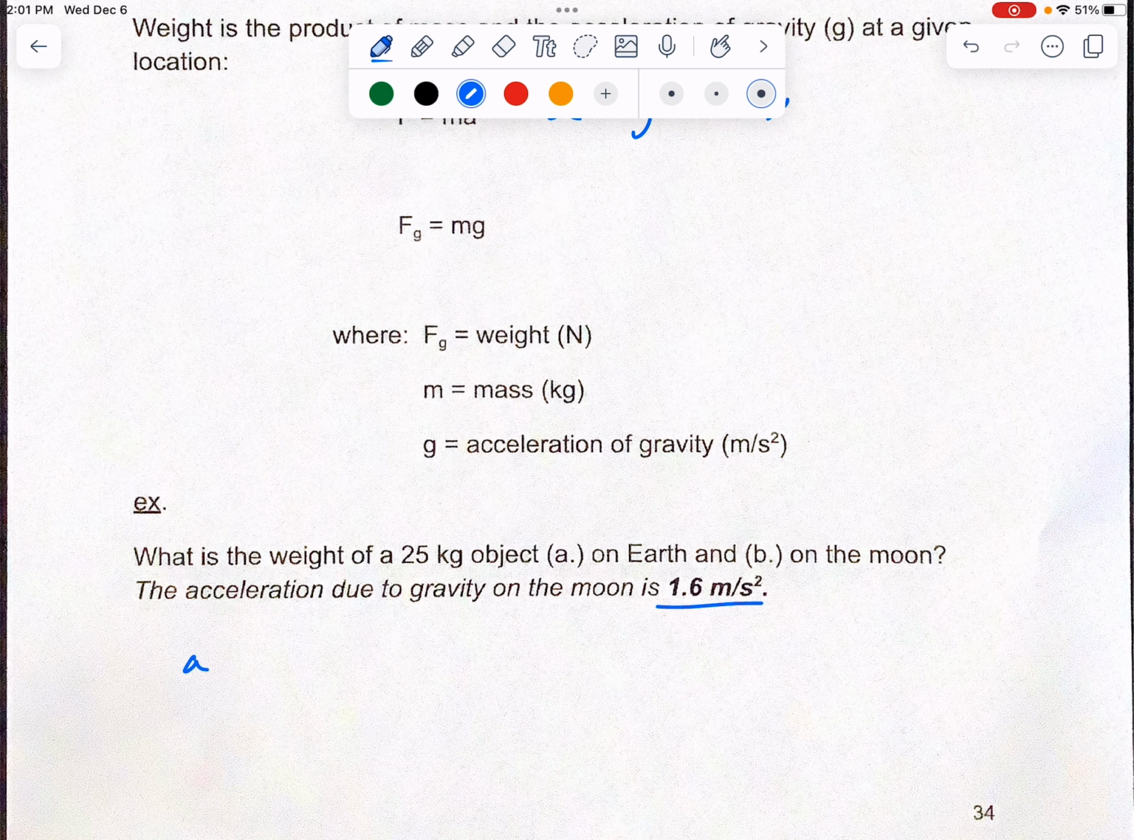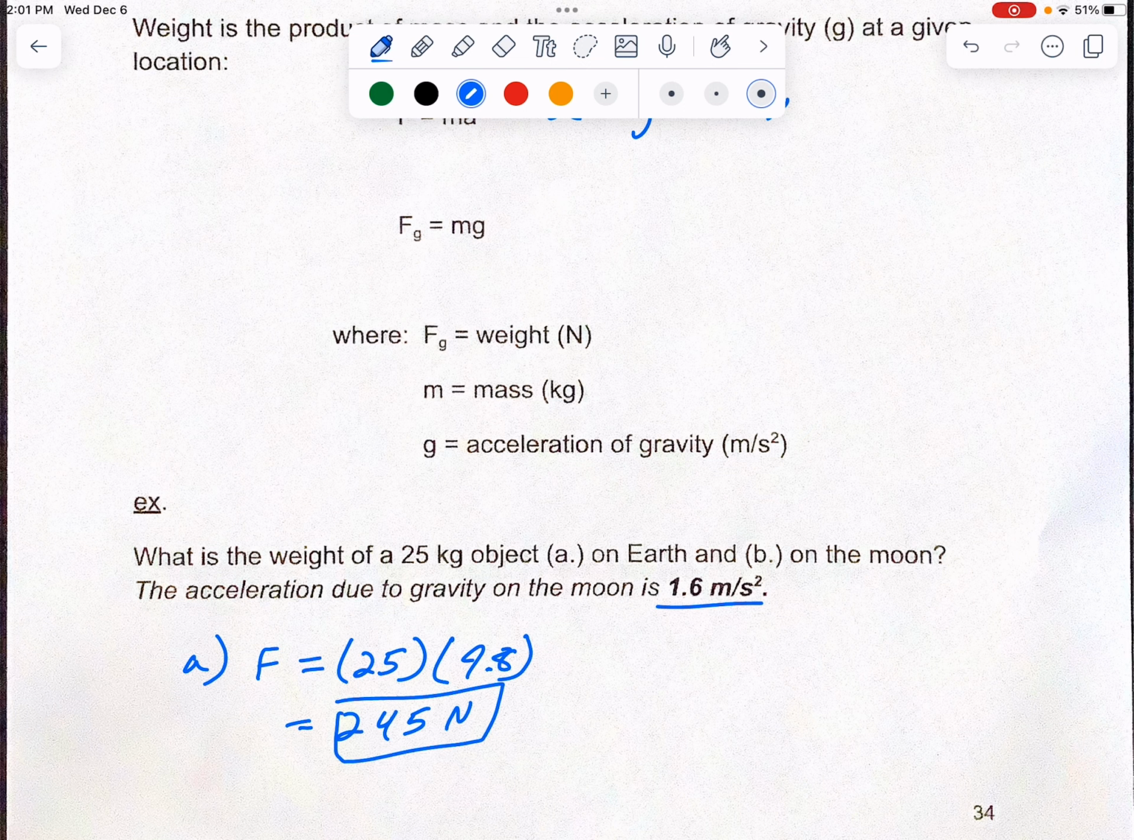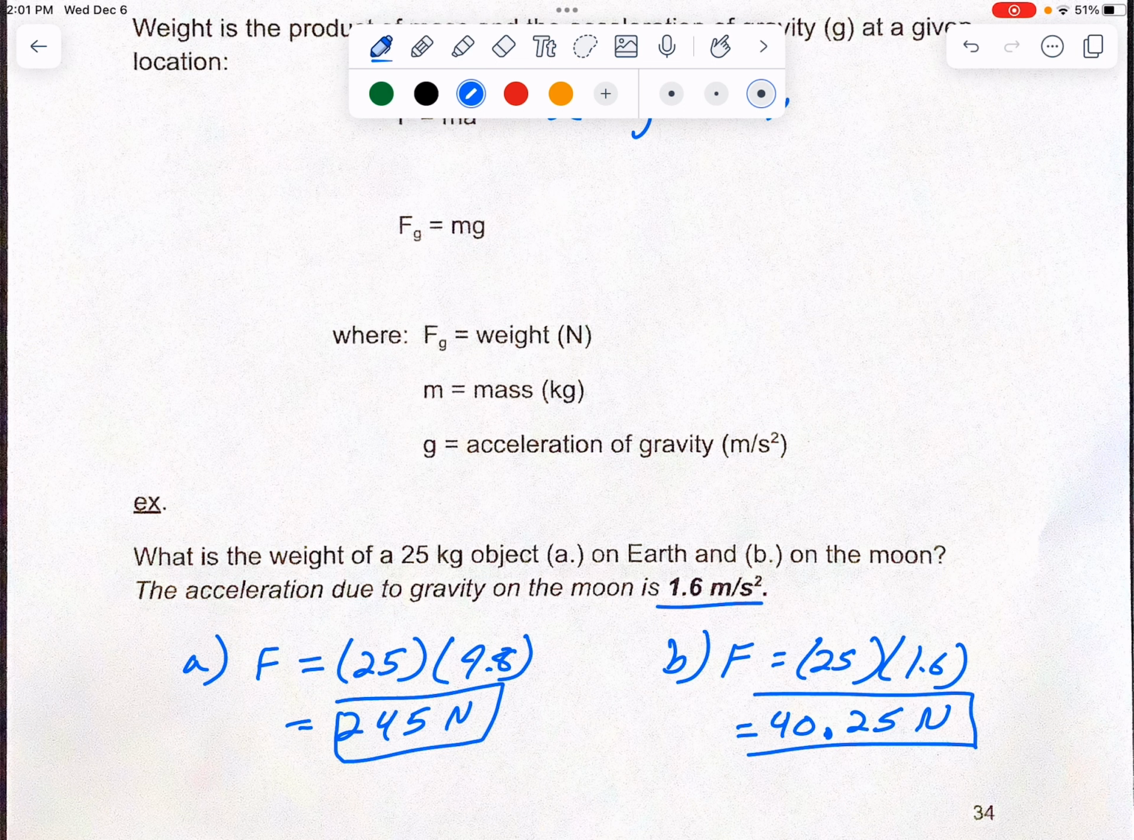So part A, we're going to figure out what our weight is on the Earth. Force equals mass times gravity, so we take that 25 kilogram mass, multiply it by gravity, 9.8, and you have a weight of 245 newtons. Now we take that same mass, but now we're on the moon, so force equals my mass, which is 25, but now my gravity is 1.6. I multiply those, and you should get 40.25 newtons. So that is the difference between mass and weight.